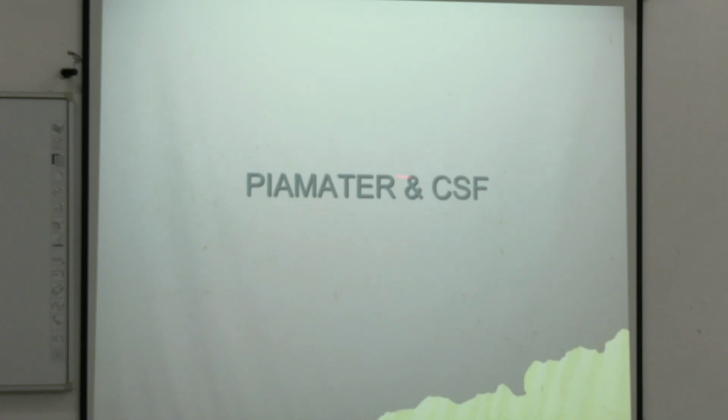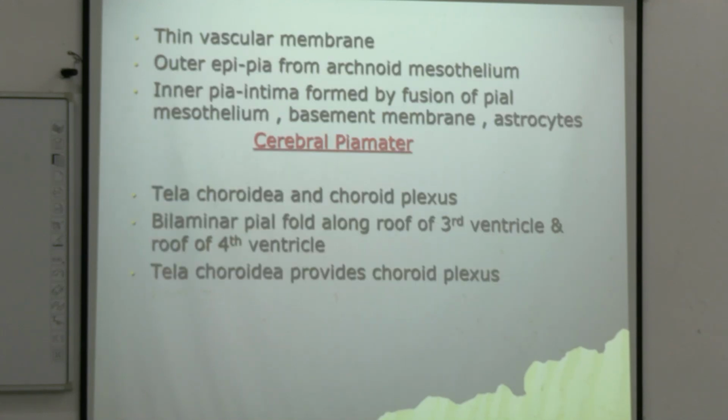Pia mater and CSF. Arachnoid, pia, now pia mater and CSF. Next. Now, this is called a thin vascular membrane. The outer layer is highly vascular. The outer epipia and pia form the arachnoid mesothelium. The inner pia intima is formed by the fusion of pial mesothelium, basement membrane and astrocytes.